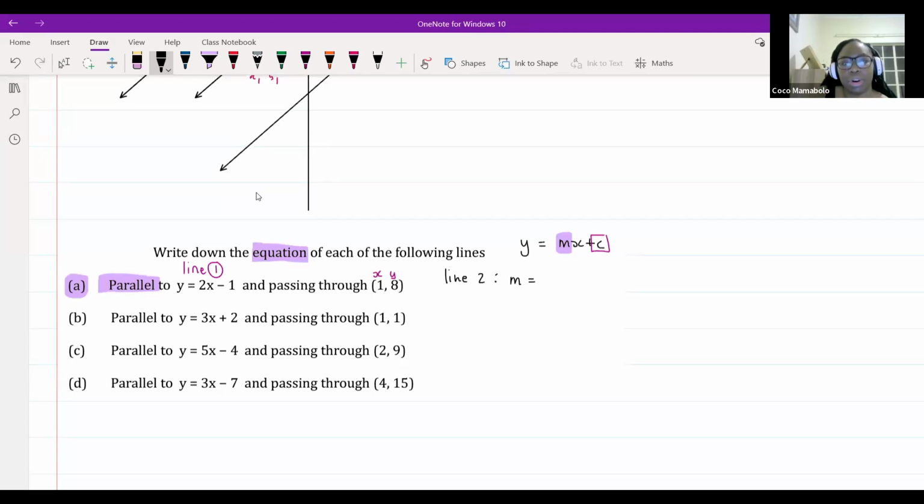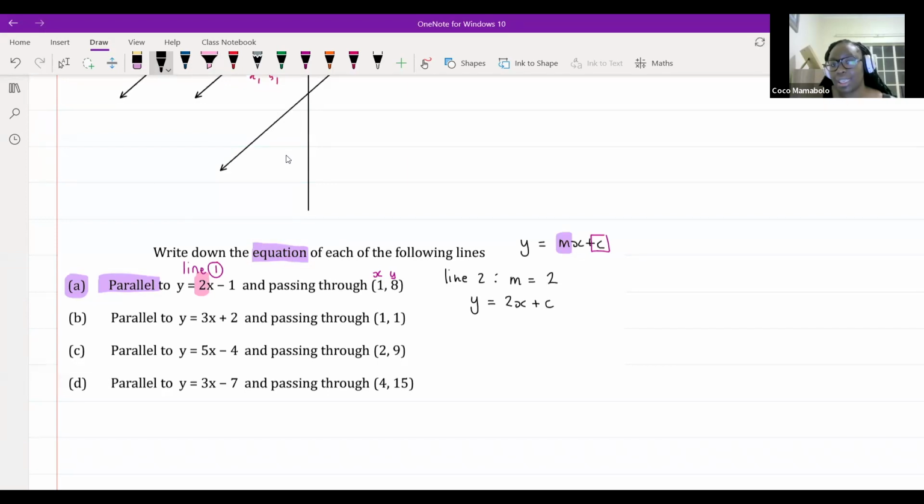It is the same, correct, Abu. So the gradient of line 2 in this particular question is going to be 2. I've already got the gradient. Because the gradient of this line is 2, and those two lines are parallel, the second line will also have a gradient of 2. So I already know that line 2 has an equation of y is equal to 2x plus c. But now I want to find c.